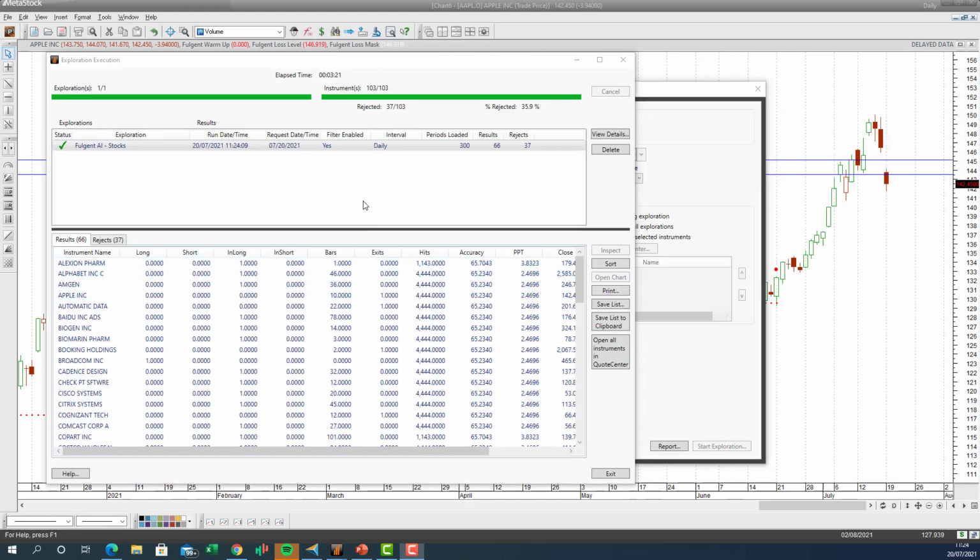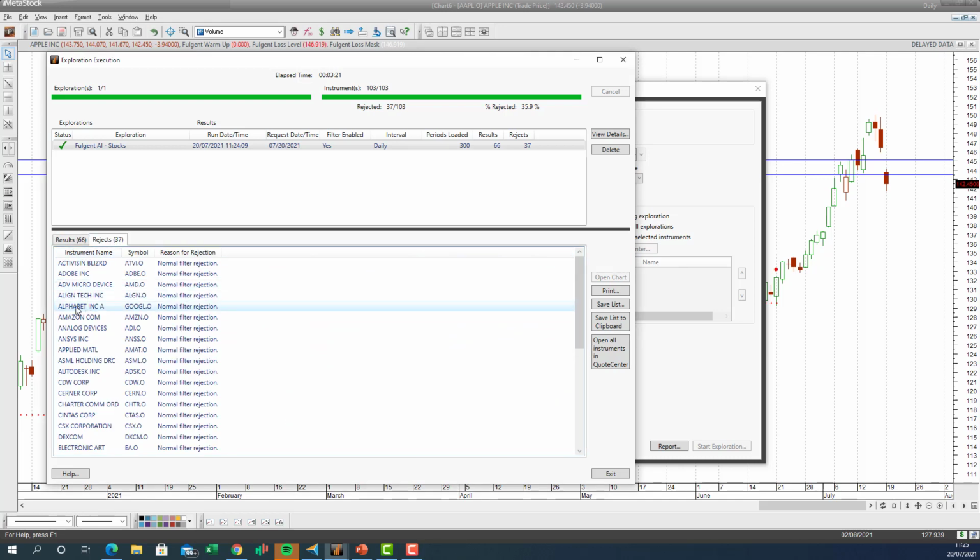And we're back. It took the AI about 3 minutes and 21 seconds to scan the Nasdaq100 stocks. We've got 66 positions where the AI is in a trade, and there are 37 rejects. Some of the famous FANG stocks have already hit trailing stops and profit targets, so there are no new signals on those.